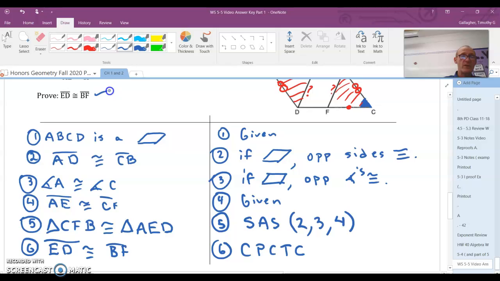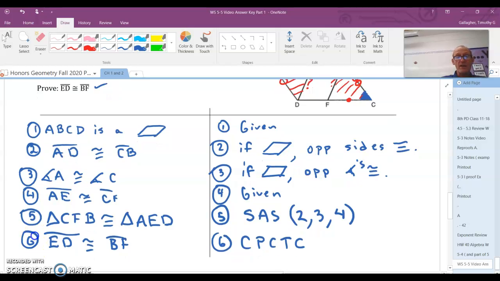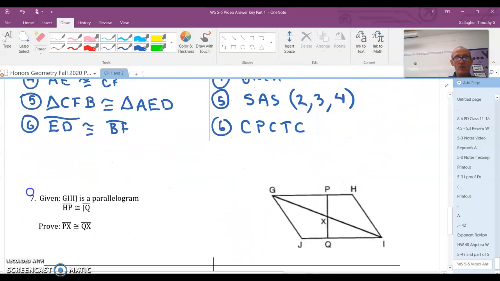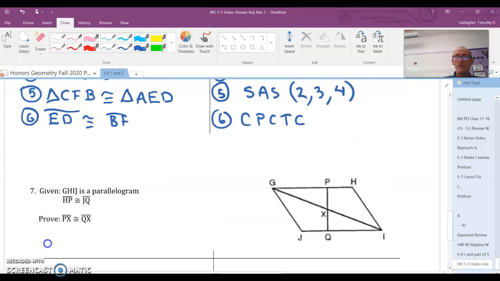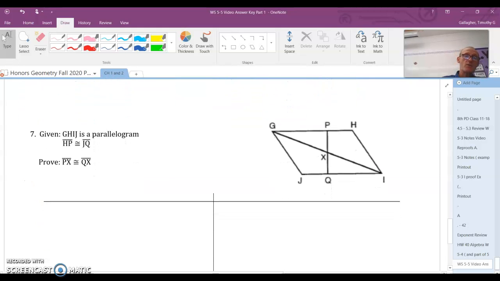So that proof wasn't too bad. All right, done. All right, the next proof is a little bit harder, so we'll take a look at that. That says that this is a parallelogram, so GHIJ, this big thing is a parallelogram, okay? And then HP, which is this segment here, is congruent to JQ, which is this segment here, okay?